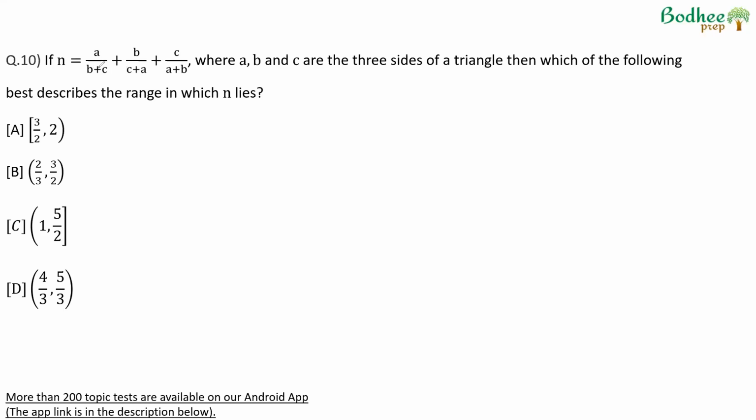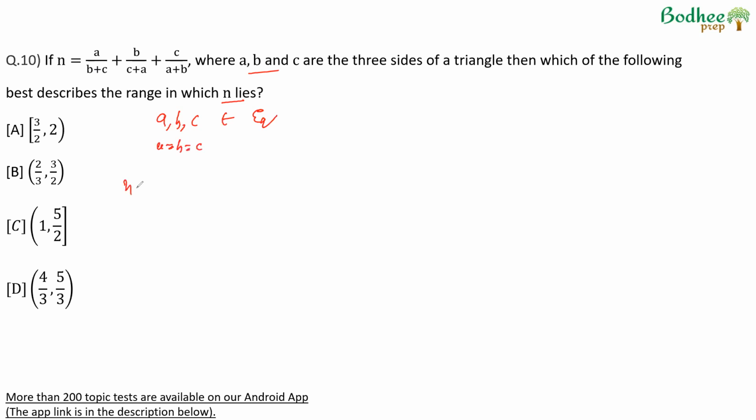If n is a upon b plus c plus b upon c plus a plus c upon a plus b, where a, b, c are the three sides of a triangle, which of the following best describes the range in which n lies? Now, the minimum value of n will be when these numbers are as close to each other as possible, and therefore when a, b, c are sides of an equilateral triangle. So a is equal to b is equal to c.